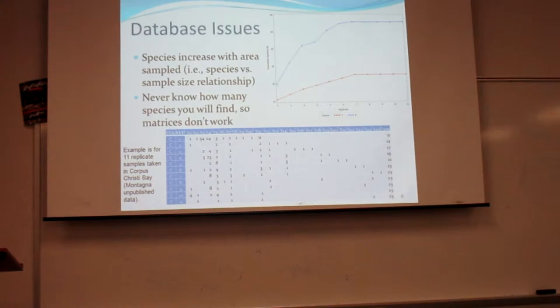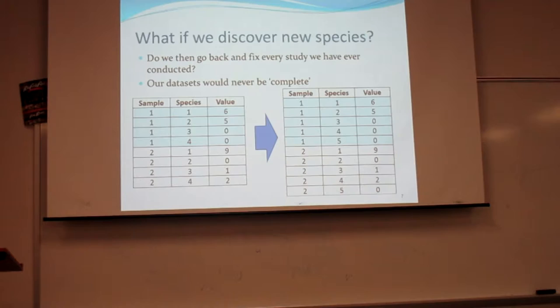And there are a couple of other issues. What if we discover a new species? Does that mean we have to go back and fix every single file we own, every single database and study we did, to add another column? Essentially, we would never have a complete data set if we did this. Does that make sense? So we can't store it the other way without doing something special or storing it in some giant SQL type system, but then we would never have a physical table.